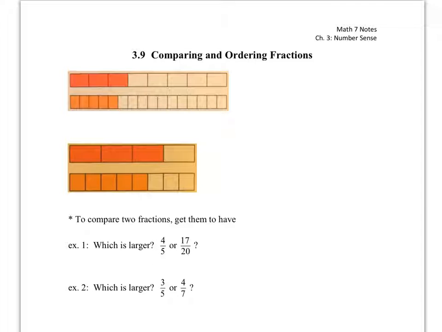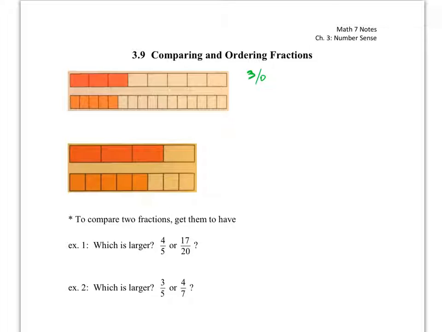All right, comparing and ordering fractions. If you notice at the top, there are two pictures. How would you give a fraction for that very top line here, of how much is shaded in? What would the fraction be? 3/8.